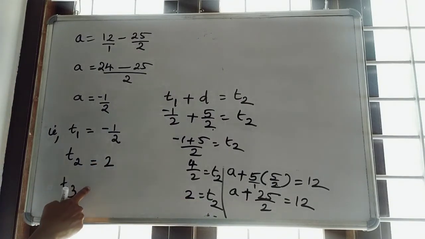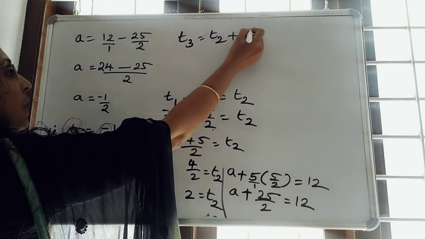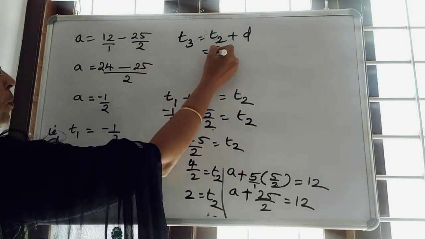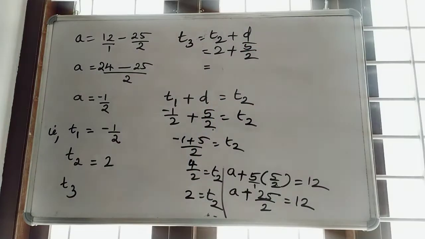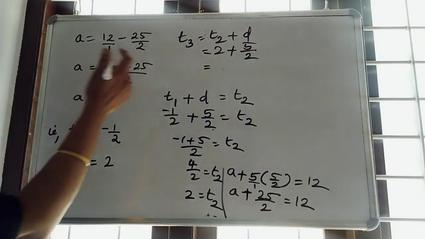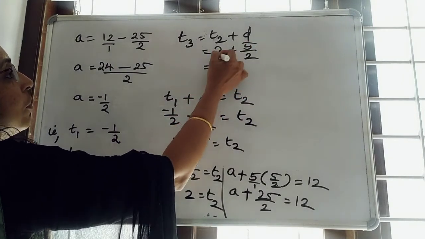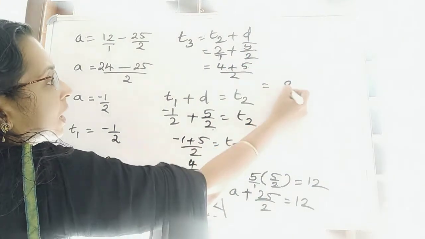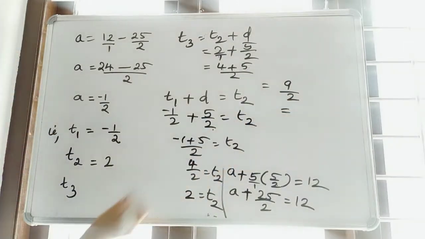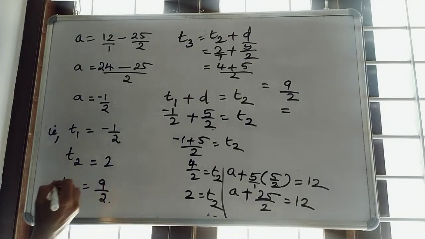How can we find T3? T3 we can write as T2 plus D. T2 we got as 2, plus D we have 5 by 2. So how can we write? 2 can be written as 2 by 1. Cross multiplication using Vedic maths: 2 into 2 is 4, plus 5 ones are 5, divided by 2 into 1 is 2. So it is equal to 4 plus 5, 9 by 2. No need of doing in the mixed fraction. So T3 we can write as 9 by 2.